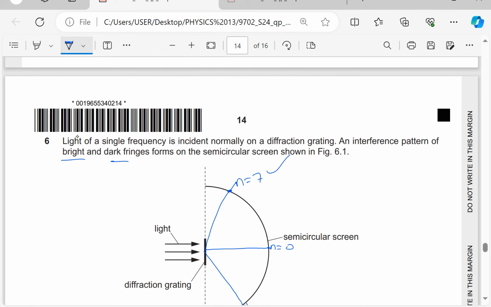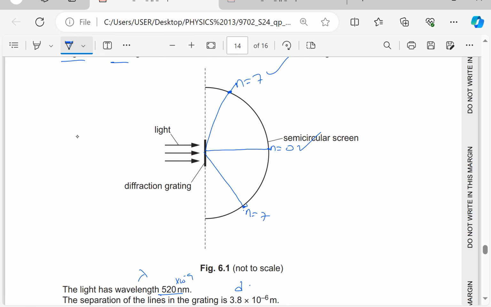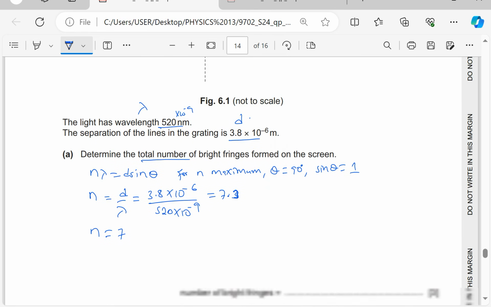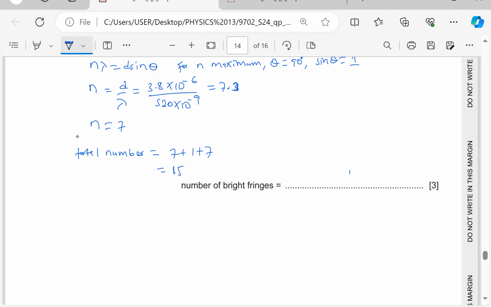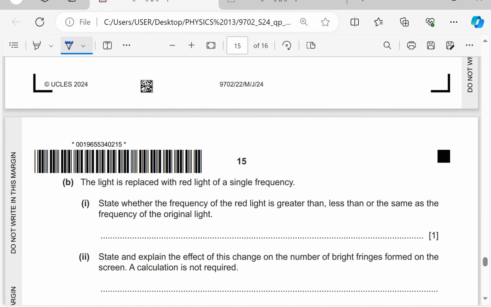So we have 7 plus 1 at the center plus another 7 total. So the total number is going to be 7 plus 1 plus 7, which gives us 15. Total number of orders is going to be 15. So the answer here is going to be 15. If you say 14, you will lose 1 mark for this because they want the total number of bright fringes.